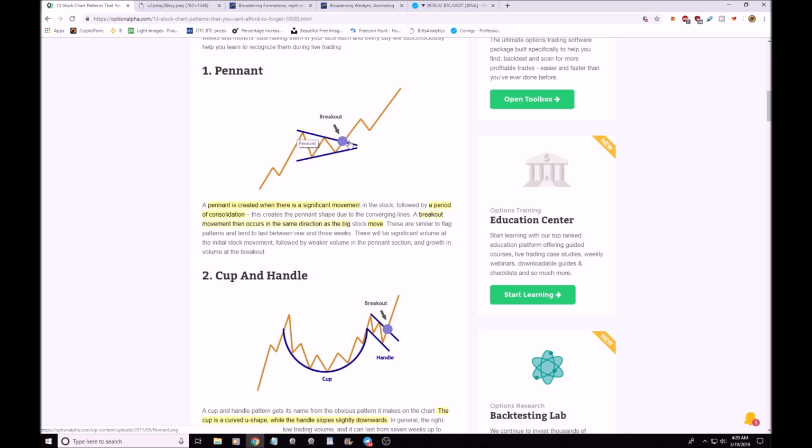After the cooling off period, you typically see a continuation of this trend and a break higher. A breakout typically occurs in the same direction as the big move.